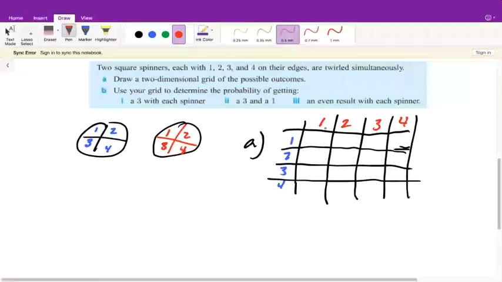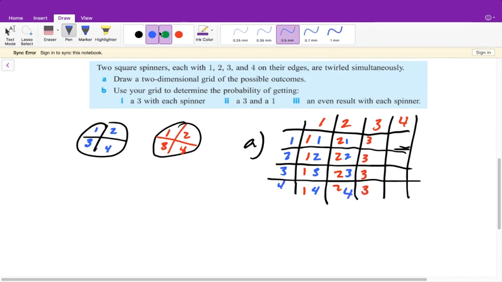All right, and then we're just going to go ahead and list it. So I can get a red 1 and a blue 1. I can get a red 1 in all these cases, and I can get a red 1 with a blue 2, with a blue 3, and a blue 4. I can get a red 2 in all of these cases, and I can get a blue 1, a blue 2, 3, and 4. Same thing, I can get a 3 in all of these.